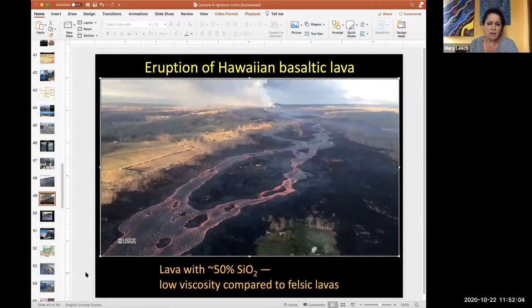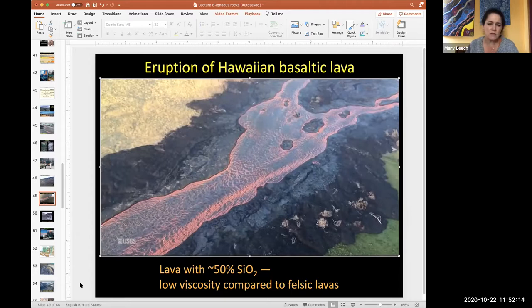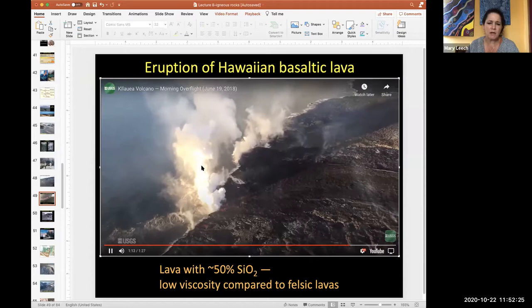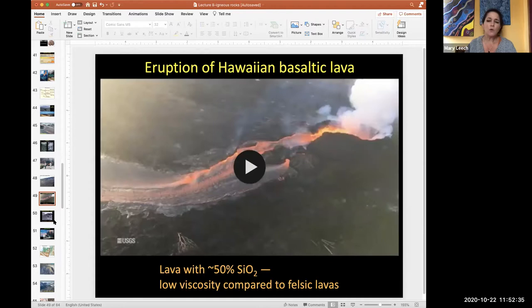This covered part of a neighborhood there, and so people lost their houses. It dumped out into the sea. And people were stupidly taking boats out here and snorkeling and diving with the lava too, which I don't recommend, because on the way into the water, it can be explosive. So that's a lava with about 50% silica. So it's low viscosity compared to a felsic lava.